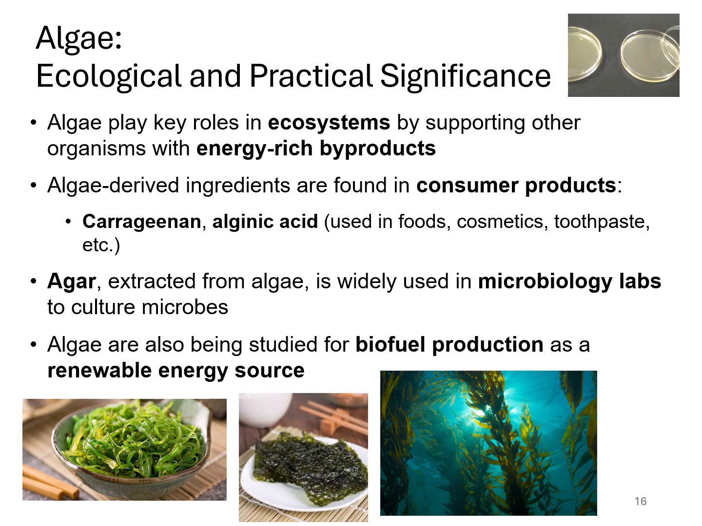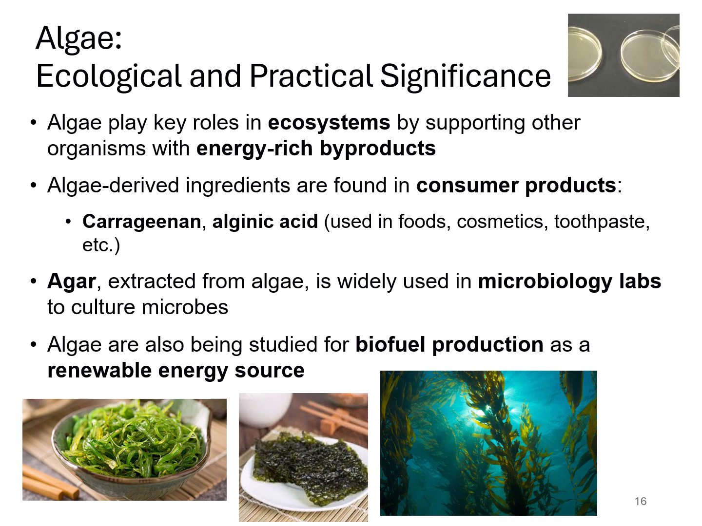Our first eukaryote is algae. So algae play key roles in the ecosystem because they go through photosynthesis. They can support other organisms by undergoing photosynthesis, capturing carbon from the air and producing carbohydrates, these energy-rich byproducts.